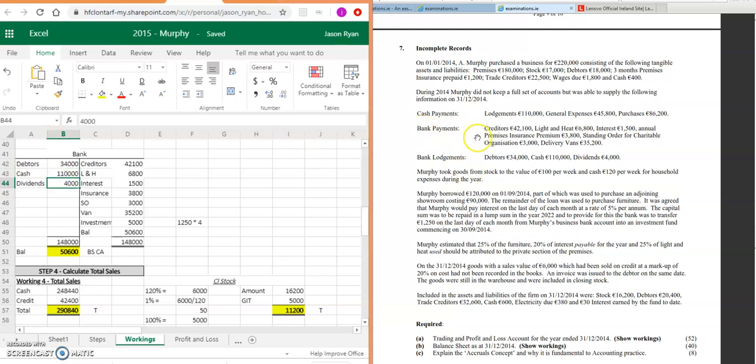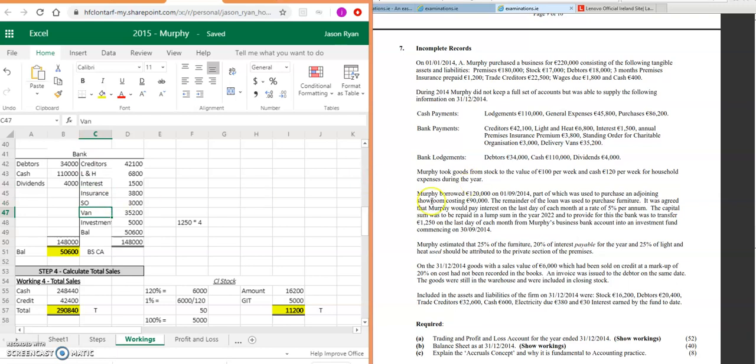Your bank then, your bank payments. So you've got creditors, light and heat, interest, annual premises insurance premium, standing order for charitable organization, and VAT. So they're all going to go in as they are. So you've got your creditors, light and heat, interest, insurance premium, standing order, and VAT.